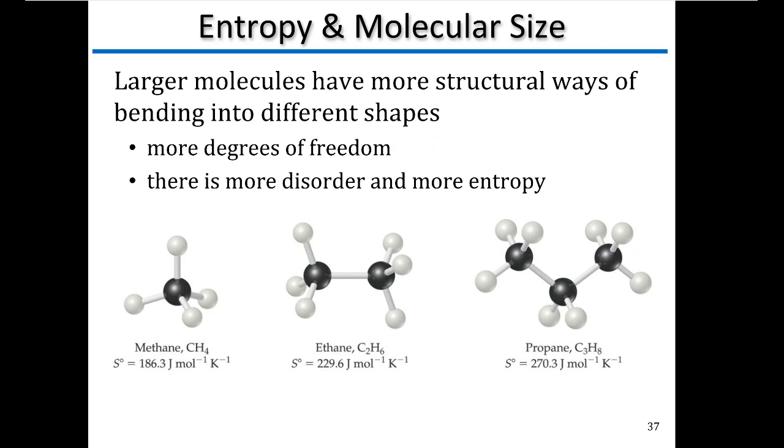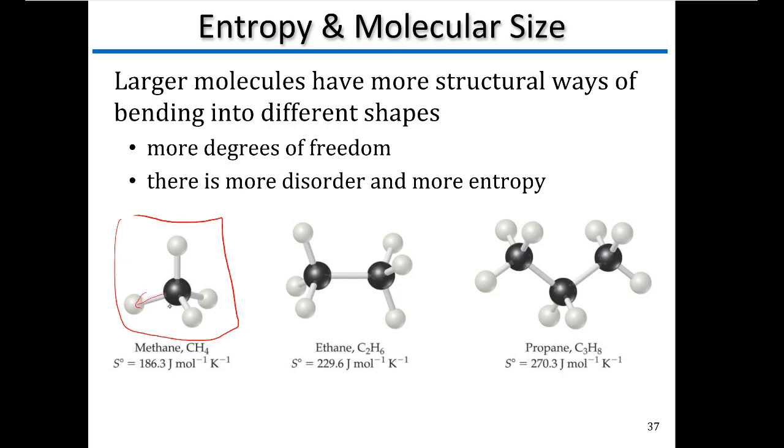The last one here will be entropy and molecular size. If we have a larger molecule, there are more structural ways of bending into different shapes. So therefore, we have more degrees of freedom. If there are more degrees of freedom, more disorder, we have more entropy. If we think about it, we'll start from methane and go all the way to propane. So what degrees of freedom do we have in methane? First we have translational, and I'll just draw a box. That's just moving around in the plane.